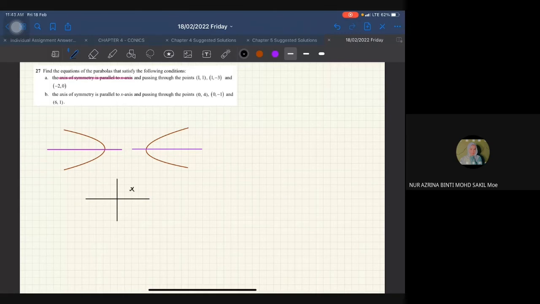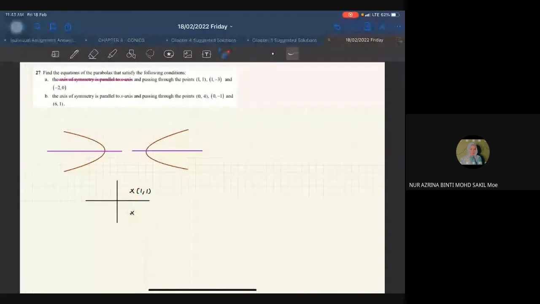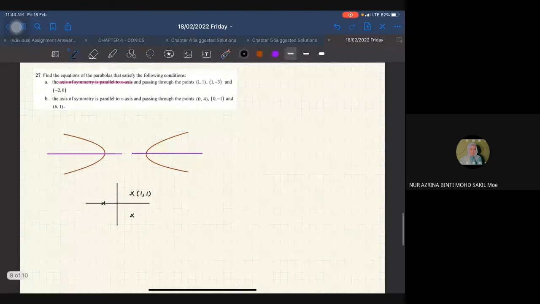Okay, and then we have 1, -3. So 1, -3, sekejap, saya akan tulis, saya takut lupa. Okay, so 1, 1, and then 1, -3 is somewhere here, kat sini. Okay, so awak boleh nampak sebenarnya dia sama ada macam ni ataupun macam ni. Okay, so yang menentukan dia adalah point yang ketiga. So point yang ketiga you have is -2, 0. So -2, 0 is somewhere over here. Okay, so daripada sini graf awak yang mana satu? Nombor 1 ke nombor 2?